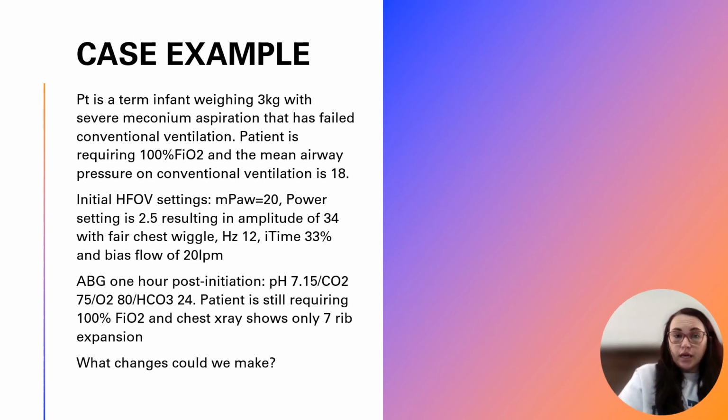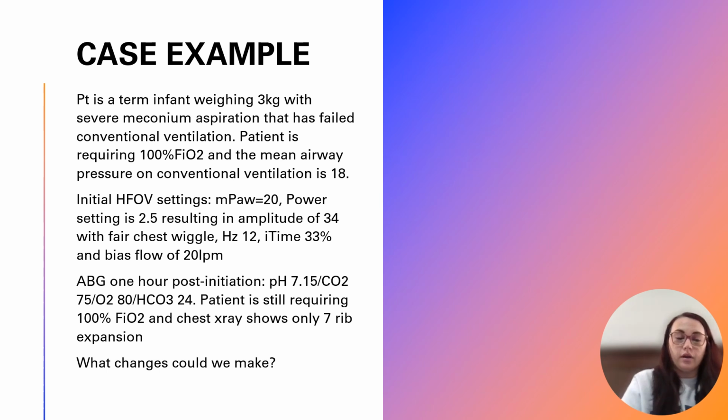All right, so let's look at a case example. You have a term infant that weighs 3 kilos with severe meconium aspiration. They failed conventional ventilation, so you're not oxygenating, you're not ventilating, they're on 100% FiO2. Your mean airway pressure on the conventional ventilator is around 18. You put them on the oscillator with initial settings of mean airway pressure of 20. Your power setting is 2.5, which is showing an amps of 34, and you've got fair chest wiggle. It's not perfect, but it's there. Your hertz are 12, your I time is 33%, and a bias flow of 20 liters.